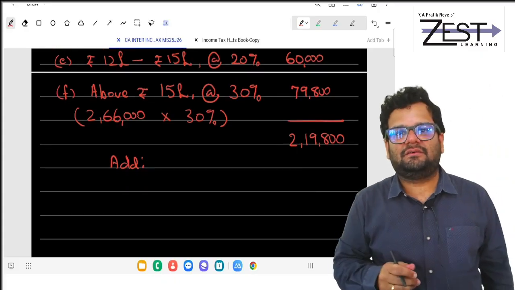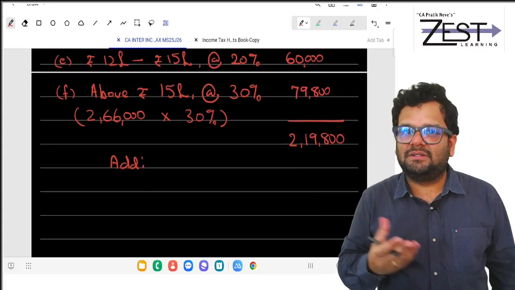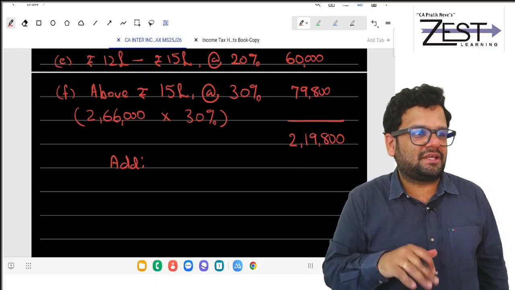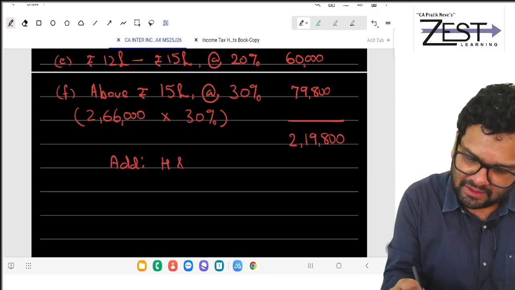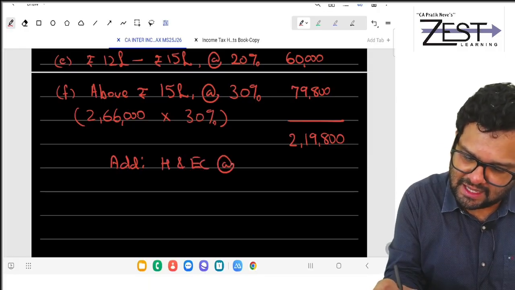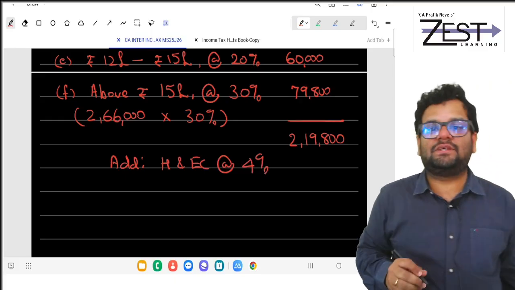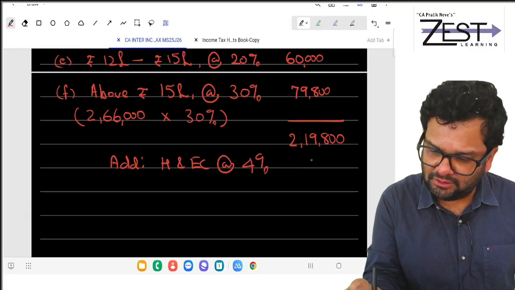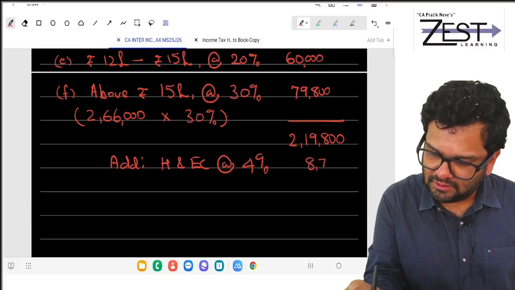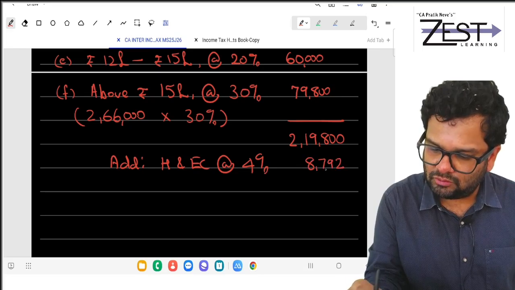It's not exceeding 50 lakhs. Rebate is also not there because it is exceeding 7 lakhs. So directly add health and education cess at 4%. What is that? 8,792.